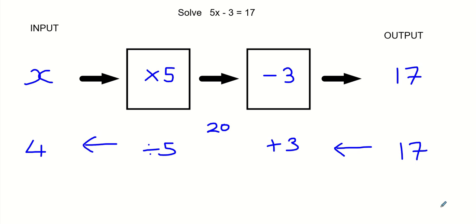Just double checking. 4 multiplied by 5 is 20. 20 minus 3 is 17. So in this case, we have now solved the equation: x is equal to 4.